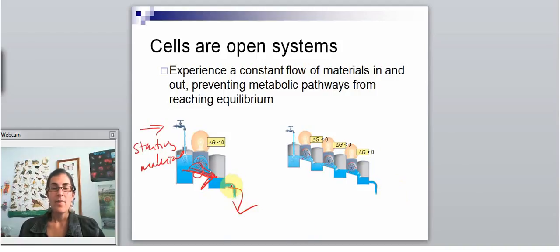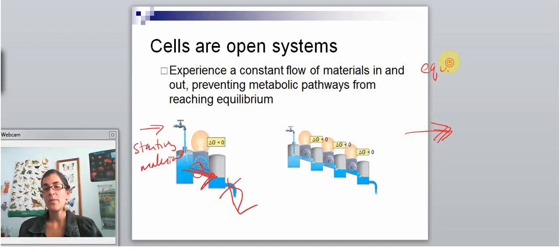So imagine if I close this drain for a second. This would begin to fill up, and that would come to equilibrium, right? So that's why, when an organism or a cell dies, these processes end and it will shift into equilibrium. So cells avoid equilibrium by always bringing in new starting material and letting product leave. And so that will keep the reaction going in a specific direction.